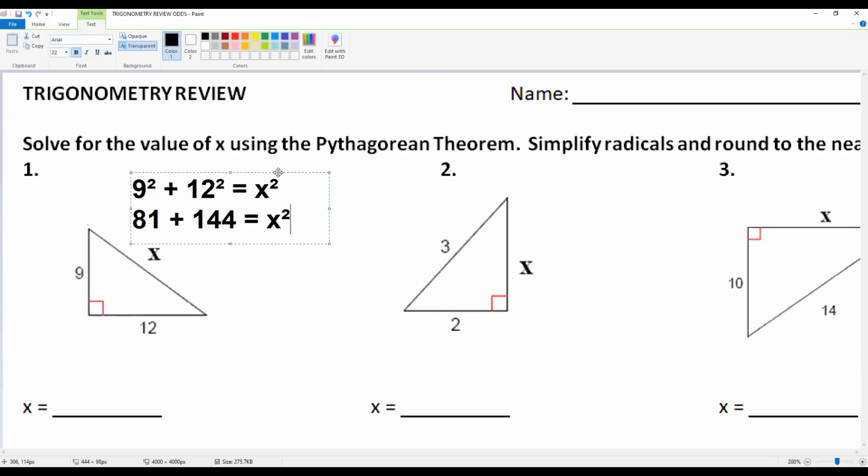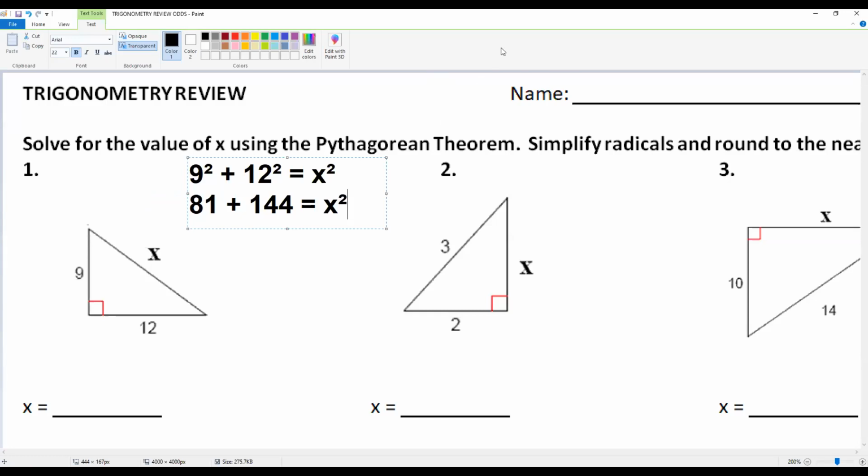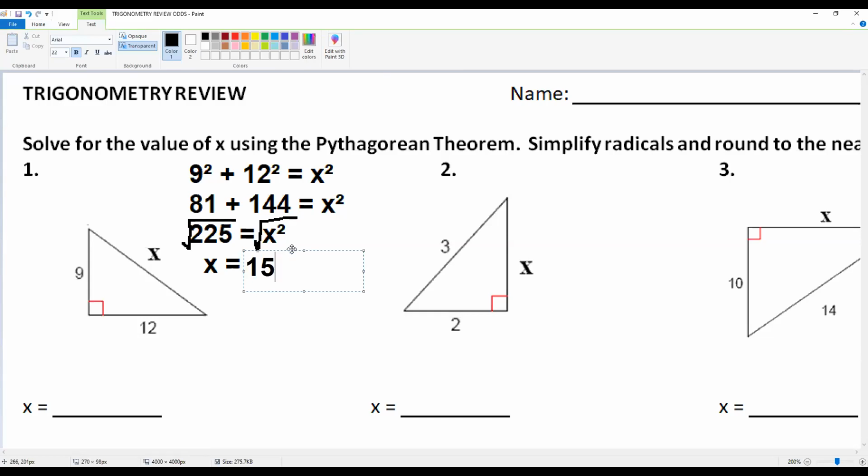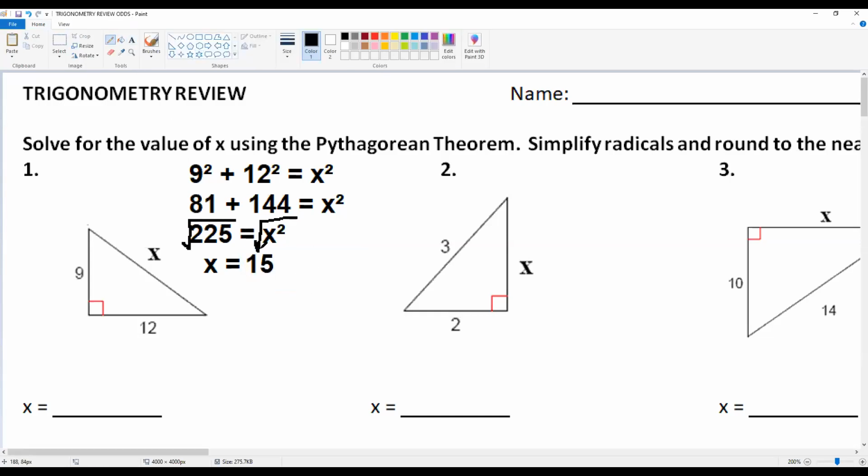Okay, and then we just take each number and we square it. Add them together. And then you take the square root of that number to figure out what we need. Remember, if you want to undo a square, you use a square root. And you end up getting x equals 15.